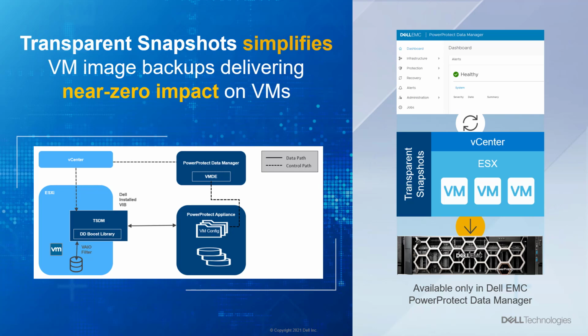The result is a significantly reduced impact on virtual machines, especially large, high change rate virtual machines. Additionally, the simplified backup process via Transparent Snapshot reduces infrastructure by removing the reliance on proxies for data movement. Now, let's see how it all works.